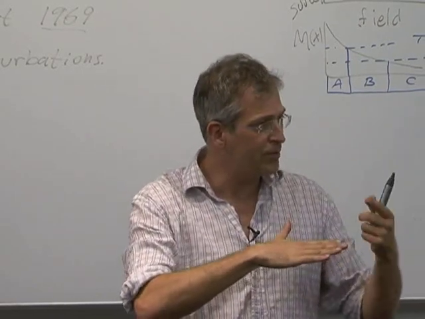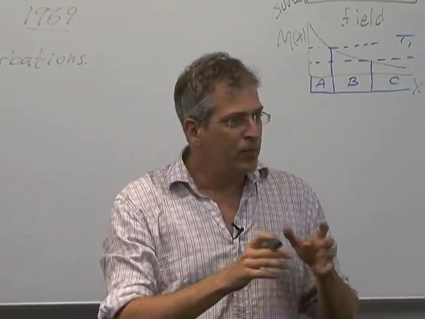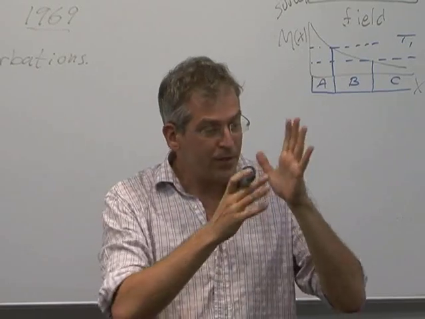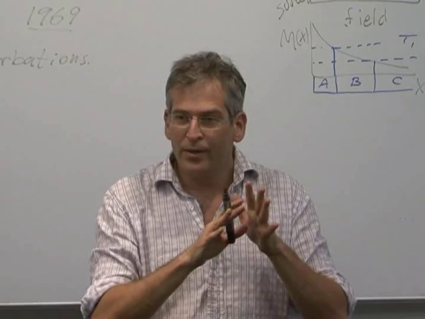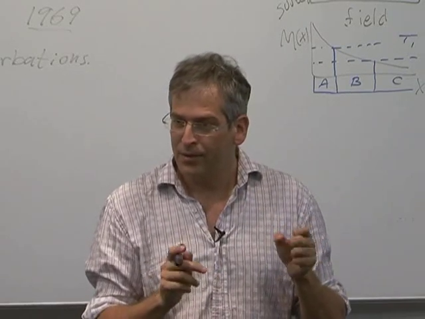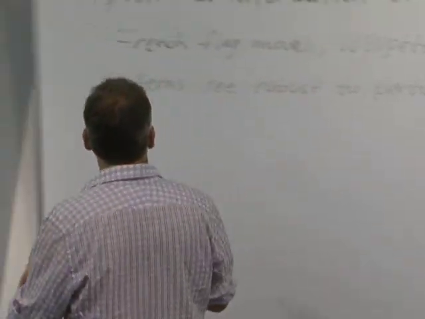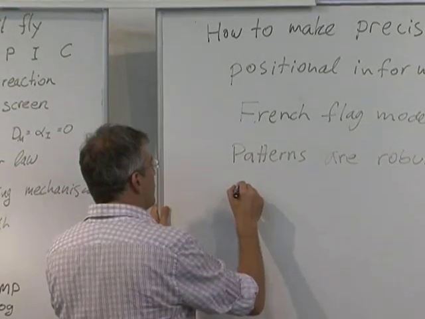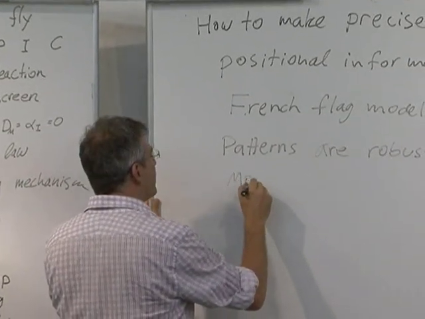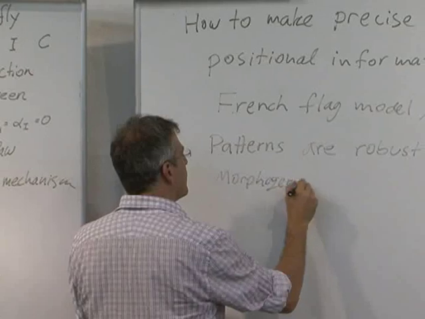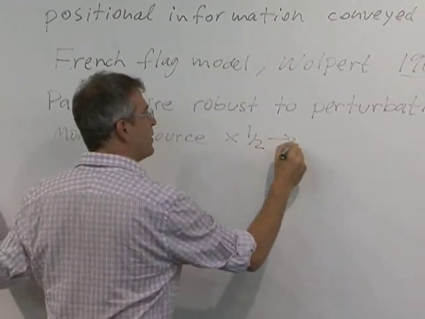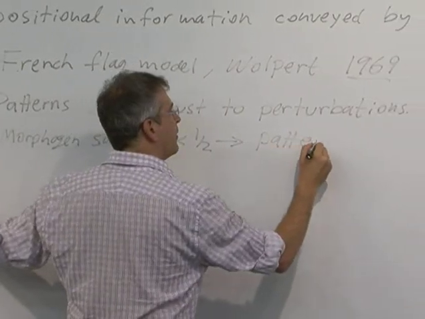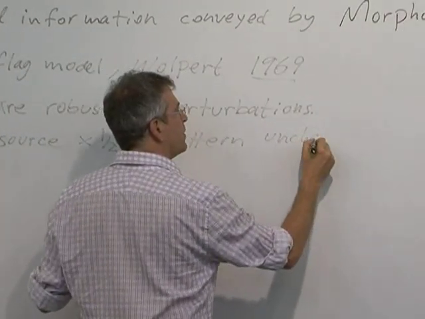There's no correcting mechanism for this. But with a 50% reduction in morphogen concentration, usually the pattern remains unchanged. So, for example, the morphogen source, you multiply it by 1/2, and the pattern is virtually unchanged.